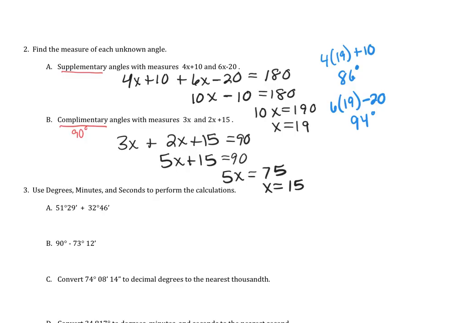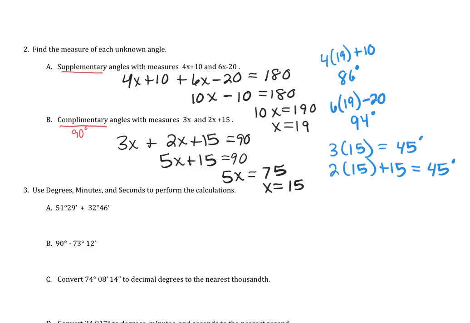Let's substitute back in. So 3 times 15, there's my first angle, that's 45 degrees. And then if I do 2 times 15 and then plus 15, that equals 30 plus 15, which is another 45 degrees. So both of those angles are 45 degrees.